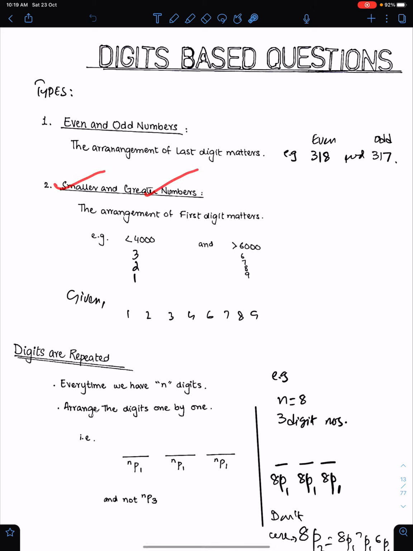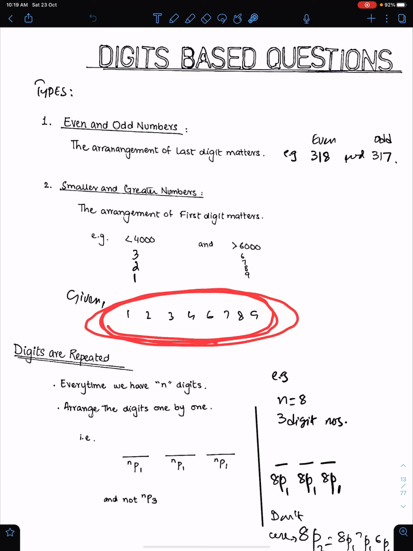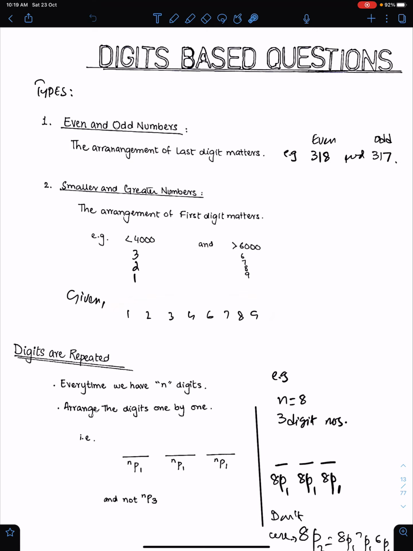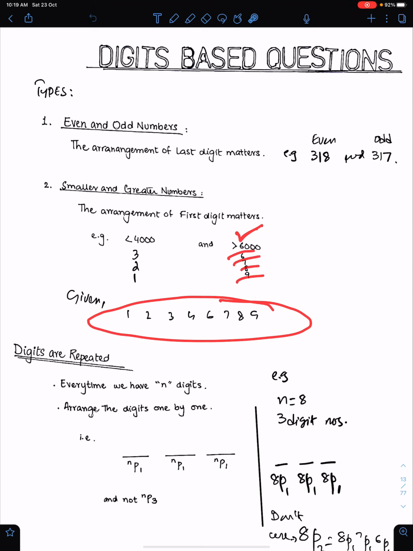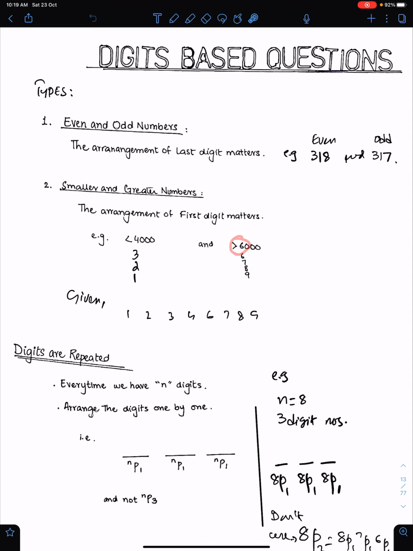Smaller and greater numbers. For smaller and greater numbers, the arrangement of the first digit matters. If the number is less than 4,000, then from this list, the first digit could be either 3, 2 or 1. For a number greater than 6,000, the number must start with the same digit. This digit is inclusive. So from this list, we can have 6, 7, 8 or 9 as the first digit.